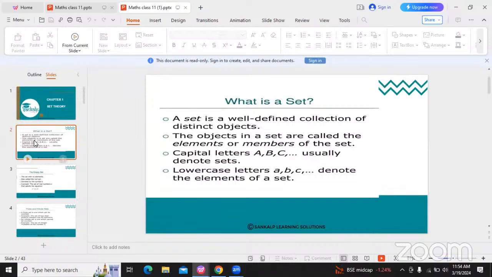So, what is a set? It's a basic definition. You need to know this, and I hope you already know it. A set is a well-defined collection of distinct objects. The objects are called elements, meaning the numbers or letters present in the set are called the elements or members of the set. A set is always represented by capital letters A, B, C, D, and a lowercase letter always denotes an element or a number.